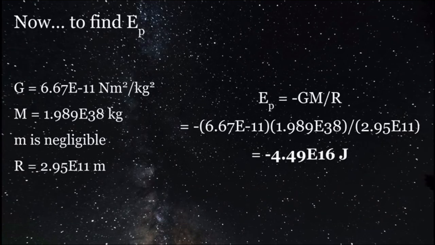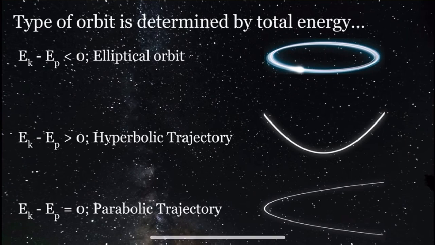Now that we've found the radius, we can find the gravitational potential energy between the black hole and the spaceship. Since the mass of the spaceship is negligible compared to the mass of the black hole, our equation gets reduced down to negative GM over r, where G is our universal gravitational constant, M is the mass of the black hole, and r is the Schwarzschild radius. This leaves us with an answer of negative 4.49 times 10 to the 16th joules of potential energy. Now, what can we do with this result?